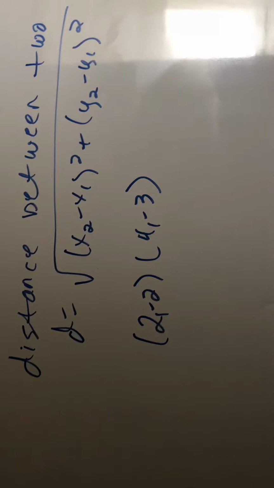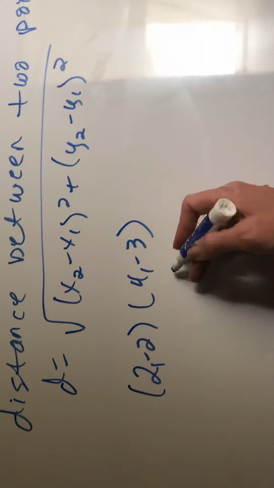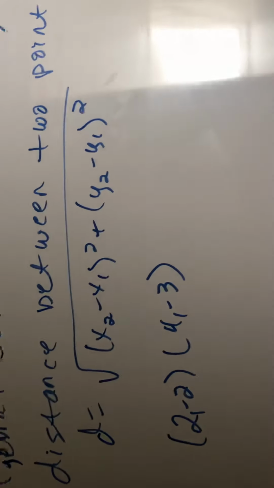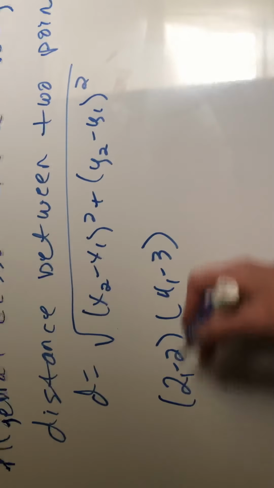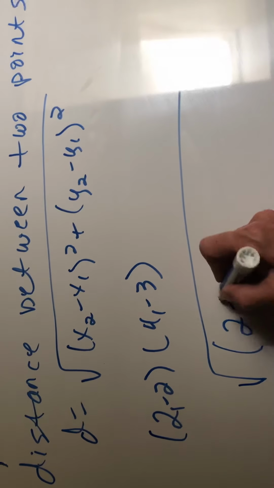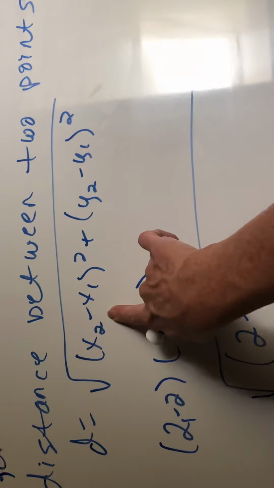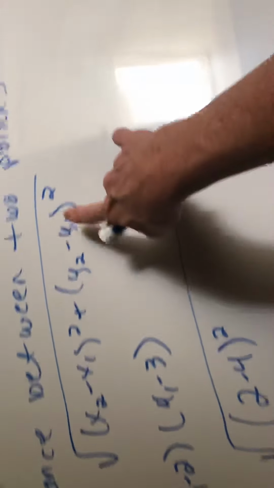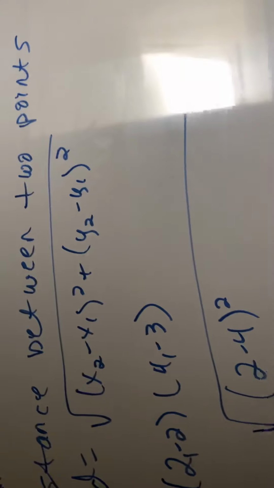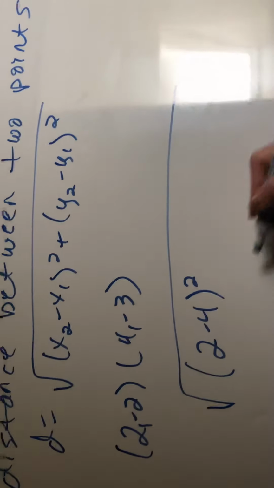-2, -3 and 4, 2, -2 and 4, -3, and we want the distance between the 2 points, so we just plug in. So that means I take my x's, 2 and 4, so 2 minus 4 all squared, because that's the formula. You subtract your x's, you subtract your y's, you square them, add them, and then you take the square root of it. Okay, so it's subtraction in there.